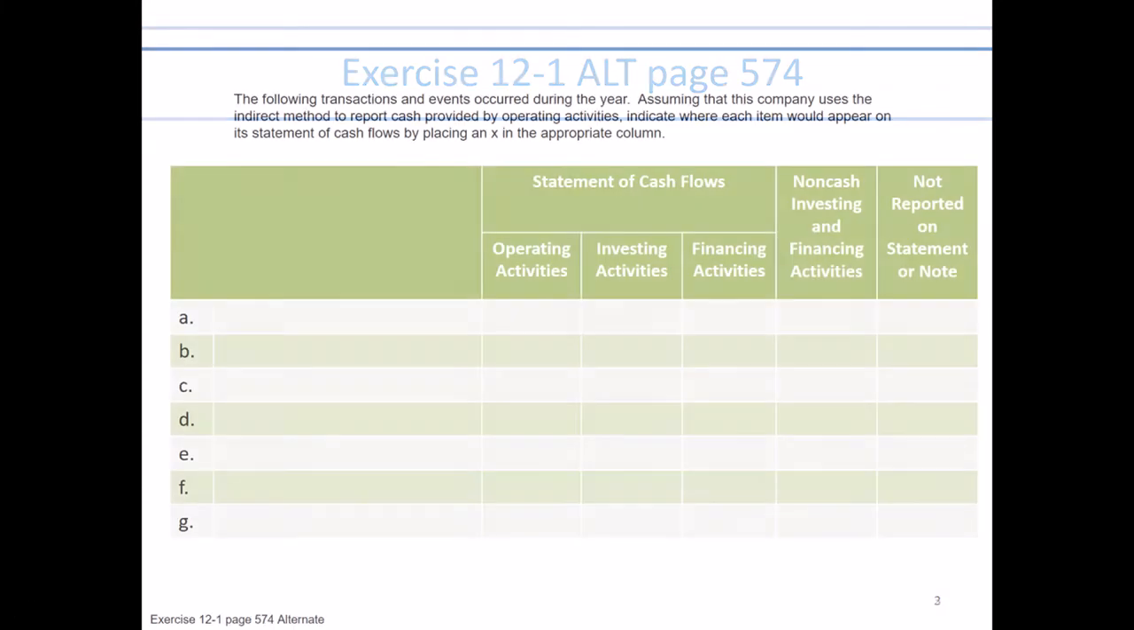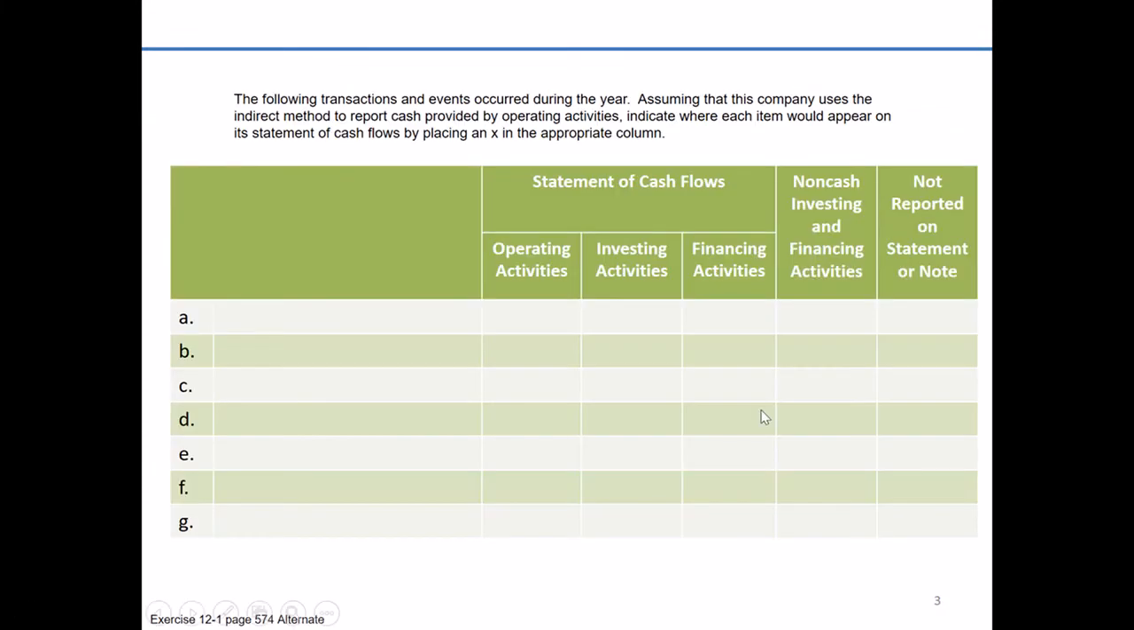In the alternate version of exercise 12-1, we're presented with a list of different transactions and events that happen during the year, and we're asked to indicate if they appear on our statement of cash flow, and if they do, whether or not they appear in operating, investing, or financing.